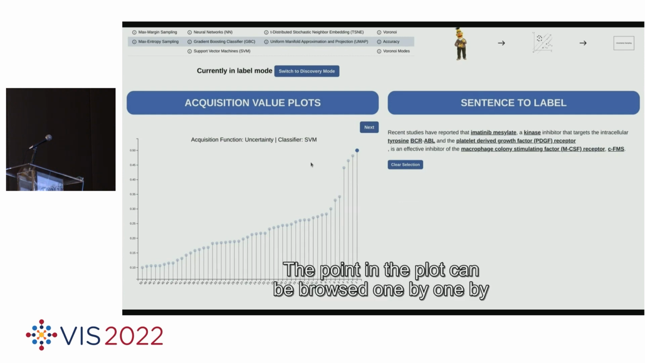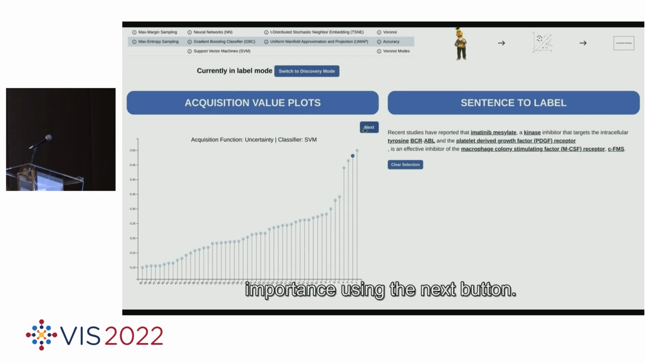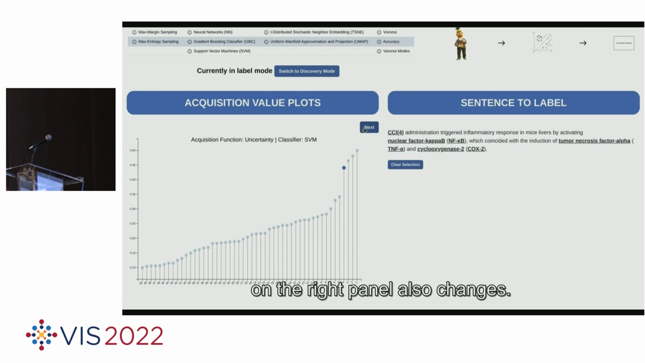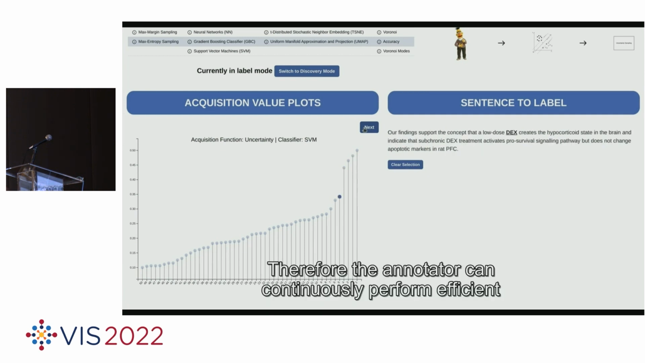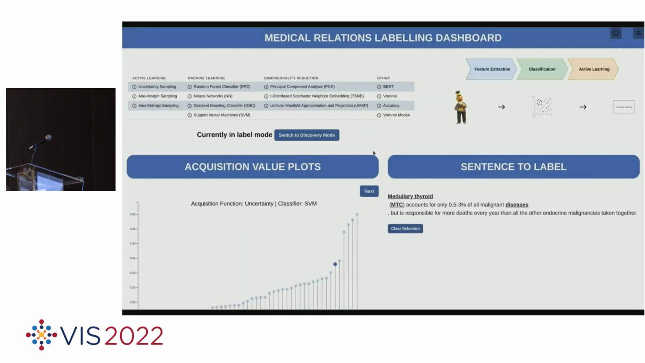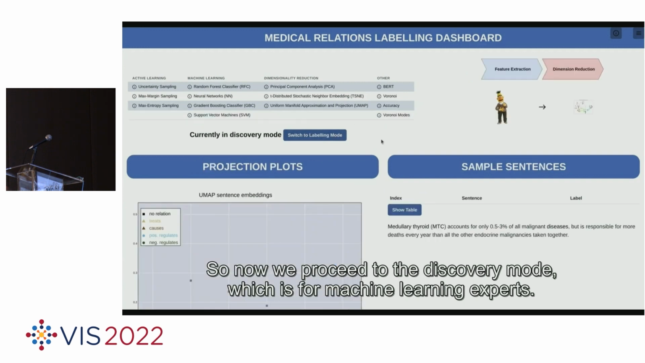The point in the plot can be browsed one by one by importance using the next button. Once the chosen point in the plot changes, the corresponding sentence on the right panel also changes. Therefore, the annotator can continuously perform efficient labeling by clicking the next button and labeling. Rinse and repeat. So now we proceed to the discovery mode, which is for machine learning experts.